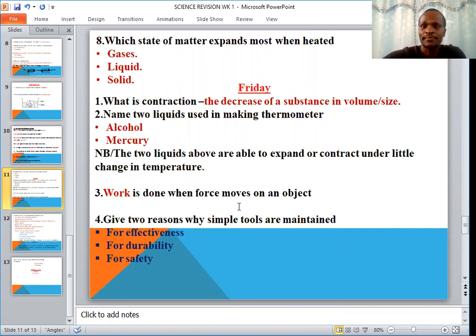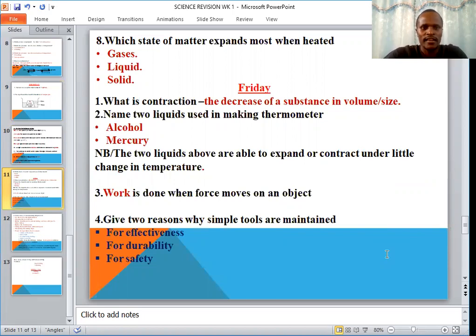Let us take a look at Friday work, and this will end our week 1 revision. What is contraction? This is a very simple question that class 7 was supposed to get, but others did not do it right. So we said that contraction is just the decrease of a substance in volume, when a substance reduces in volume or in size. Remember, volume and size is the same. So a decrease of a substance in volume or size, that is contraction. While the increase of a substance in volume or size is the expansion.